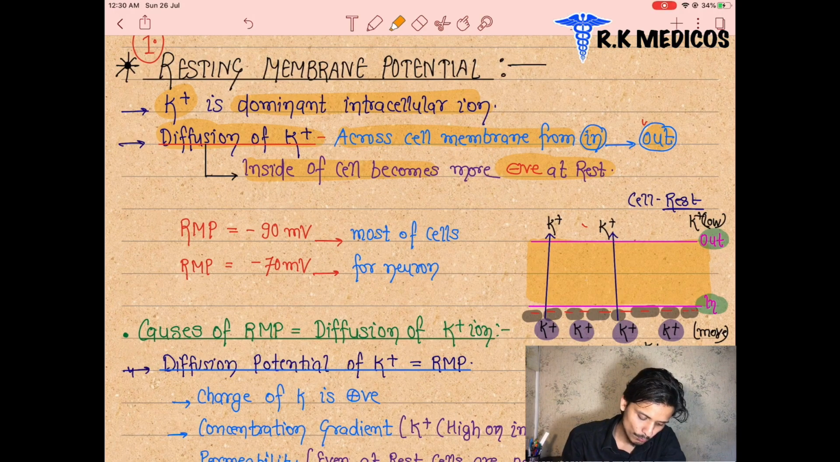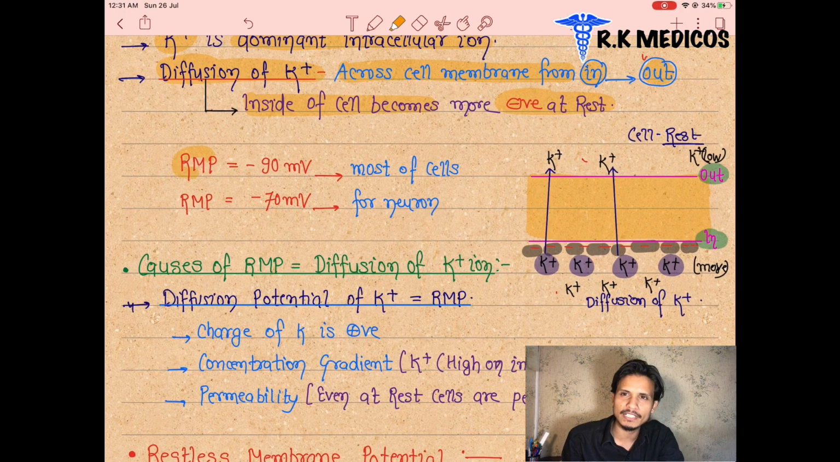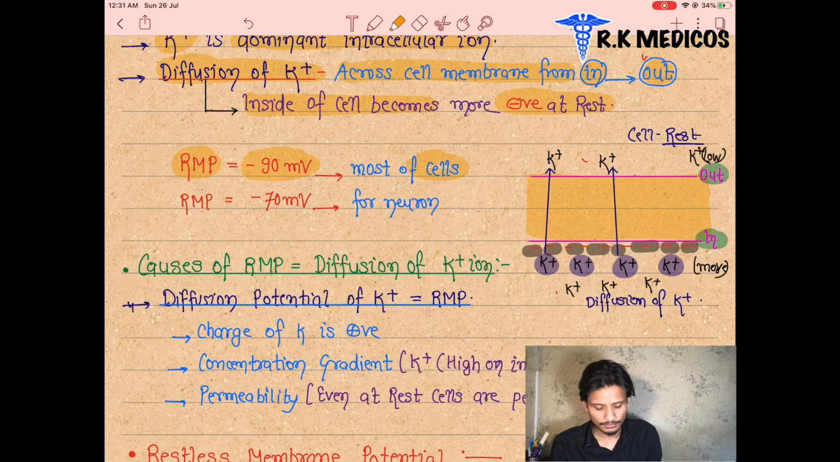So now we are going to see two more points. The resting membrane potential is represented as RMP, and for most of the cells in our body it is minus 90 millivolt. But for neurons it is minus 70 millivolt. In our central nervous system or peripheral nervous system, a neuron has a resting membrane potential of minus 70 millivolt. These values are very important for us, so we have to memorize them. The resting membrane potential for other body cells is minus 90, and in neurons it is minus 70 millivolt.